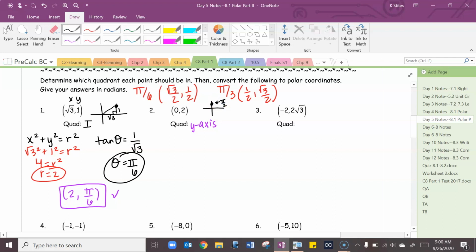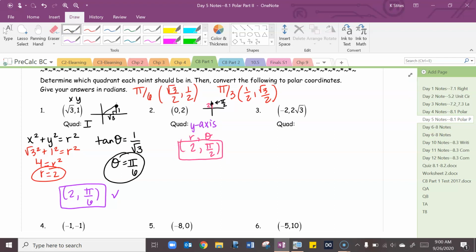The radius is just how far away you are from the pole or the origin, which if we're at (0, 2), you are 2 away from the pole. So we do not need to use our formulas. We can just say, well, if we want (r, theta), the radius is 2 and the theta is at pi over 2.